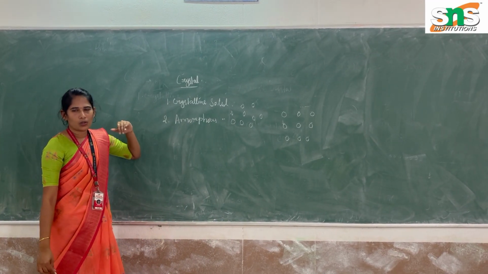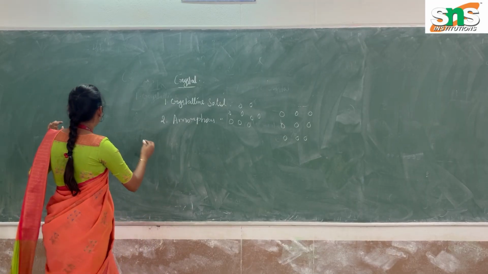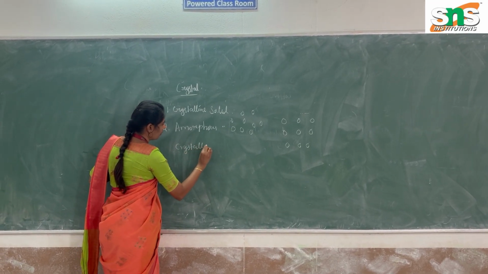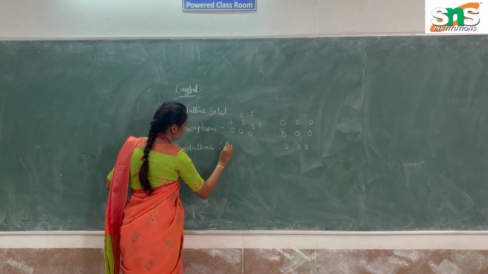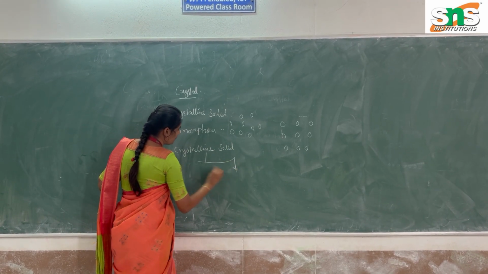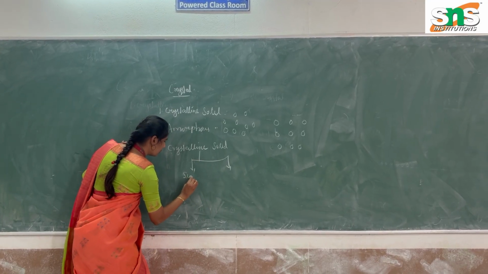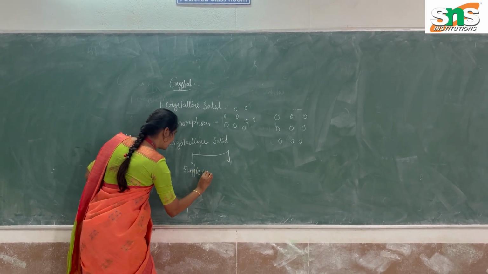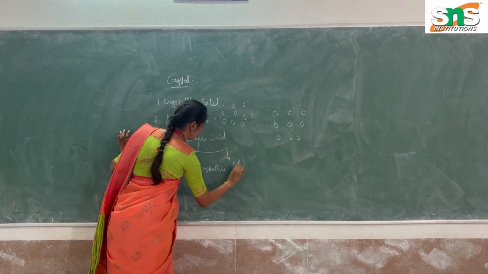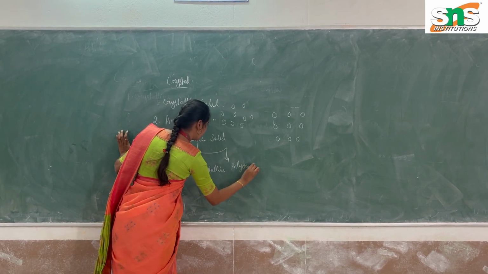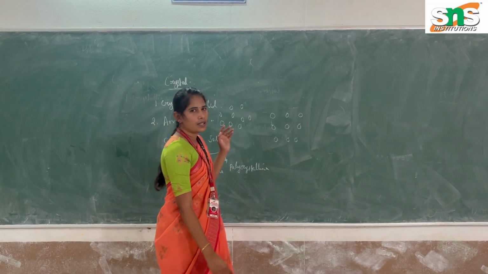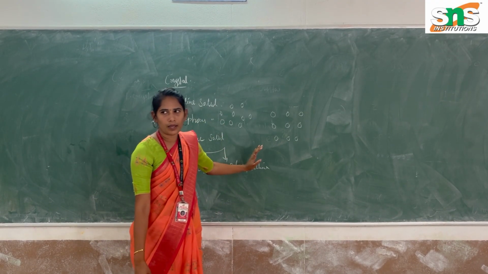Again, crystalline solids are also classified into two types: single crystalline and then polycrystalline. These are the two types of crystalline solid. First one is single crystal and then polycrystal.